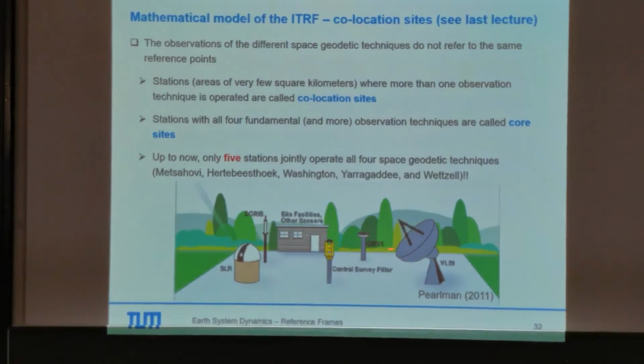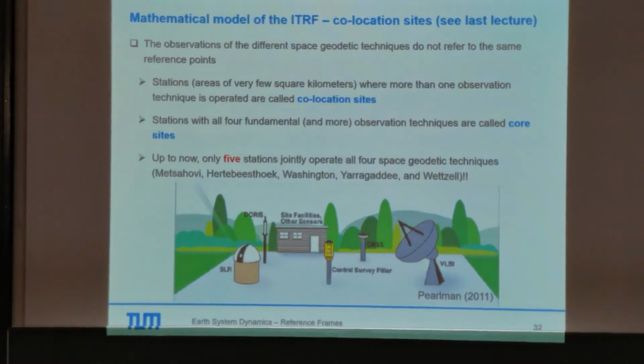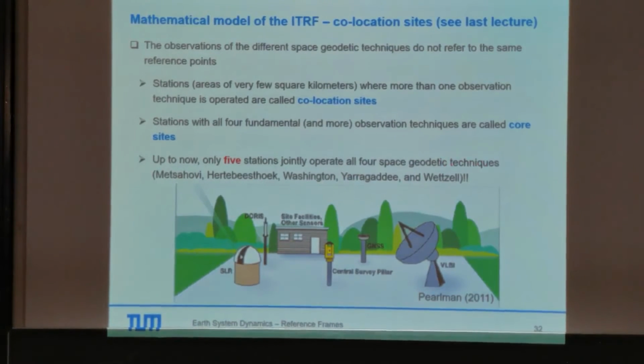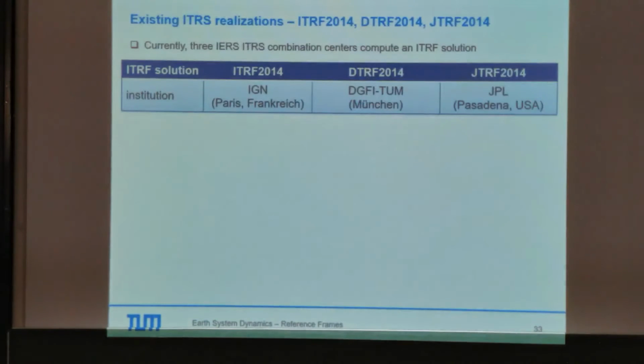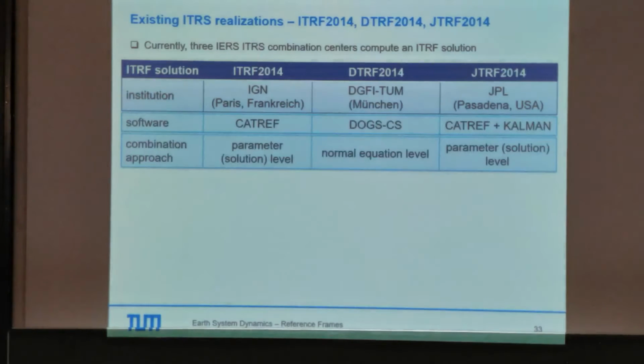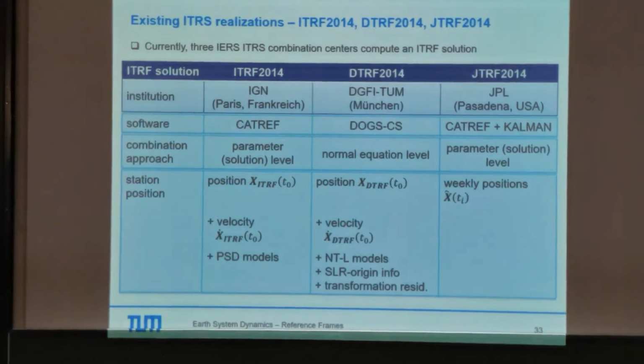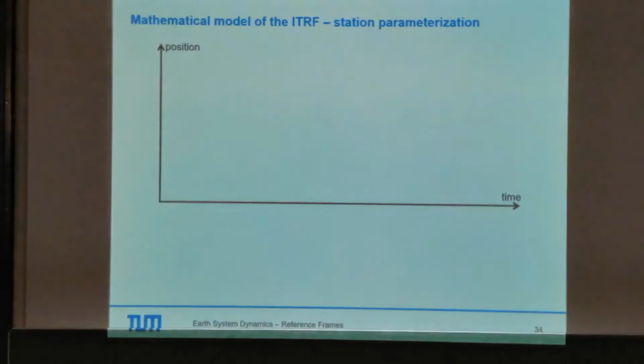We learned already local ties are the terrestrially measured difference vectors between the different instruments. Up to now, only 5 stations jointly operate all 4 geodetic techniques: Metsähovi, Finland; Hartebeesthoek, South Africa; Washington in North America; Yarragadee in Australia; and Wettzell in Germany. Maybe I skip this because I want to end up with one nice thing because we discussed this.